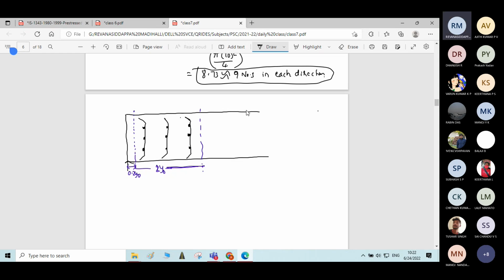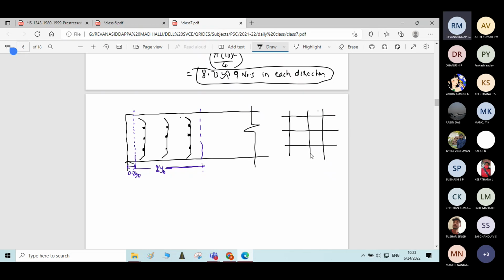Okay, so this is the longitudinal section. If you draw the cross section of this end block, what will you get? You will be able to see a steel mesh. Like this.